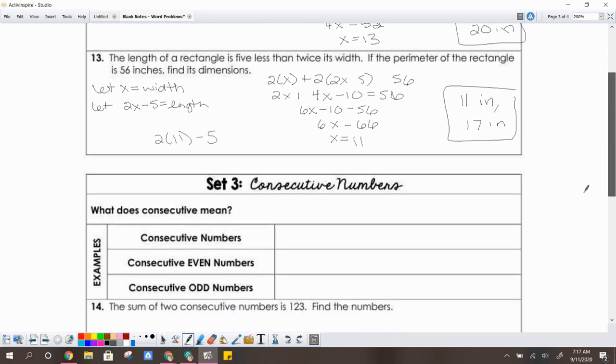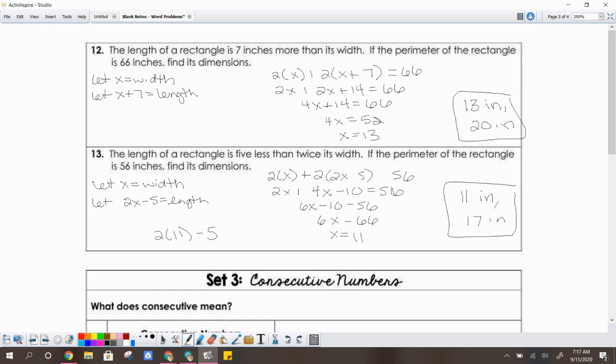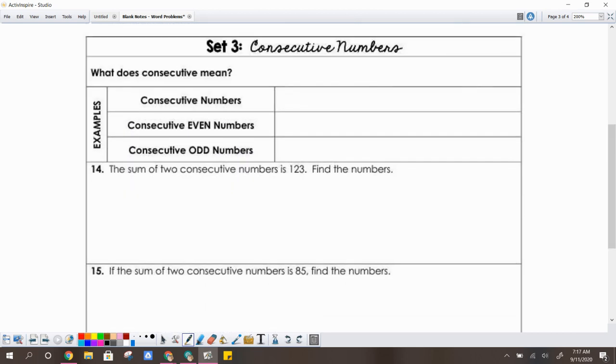All right, so there's one more type I want to go over, and that's consecutive numbers. So what does consecutive mean? So consecutive just means that the numbers are one after the other. Okay, so we can have consecutive numbers, consecutive even numbers, consecutive odd numbers. So, for example, 3, 4, 5, those are consecutive numbers, and it keeps going, obviously.